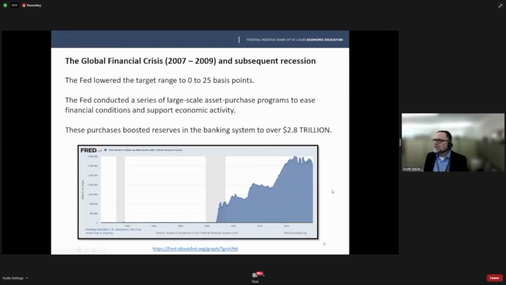The global financial crisis, the Fed's response to the global financial crisis here, we have the Fed lowering the target range to what we call the zero lower bound, actually the range from 0 to 25 basis points. The Fed conducted a series of large-scale asset purchases, sometimes called quantitative easing. And as a result, it boosted reserves in the banking system to over 2.8 trillion.